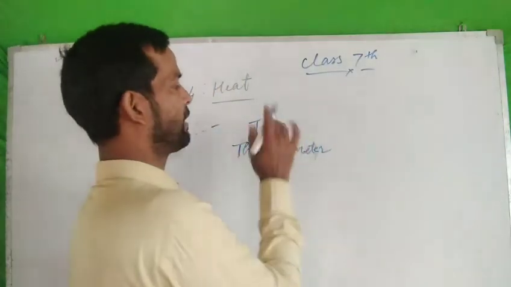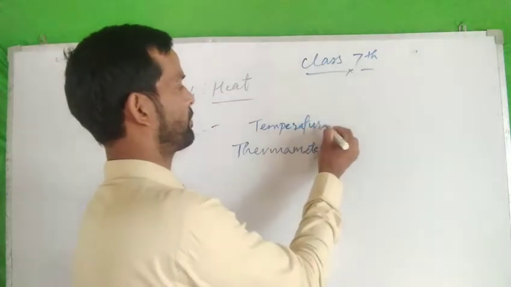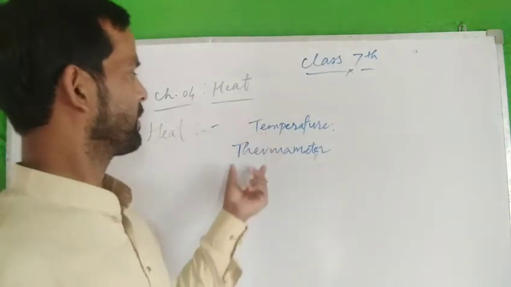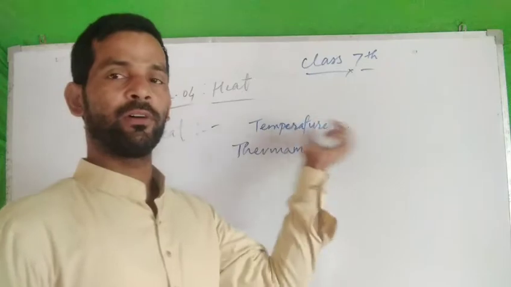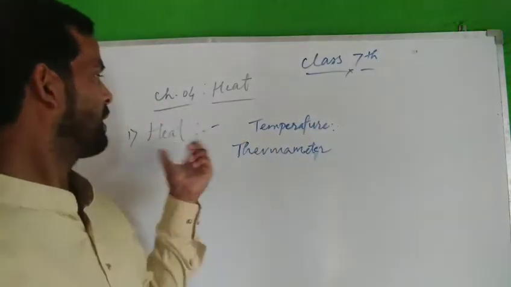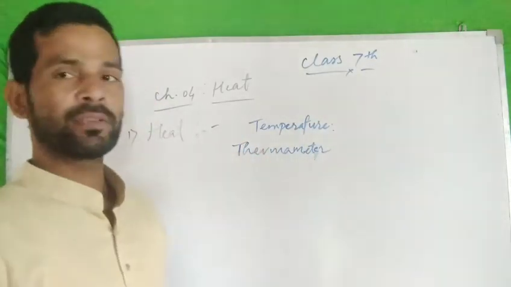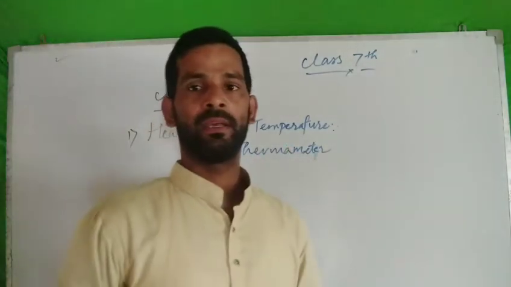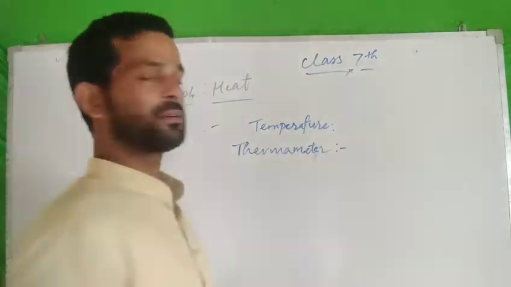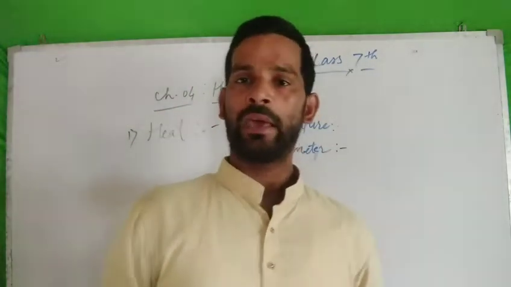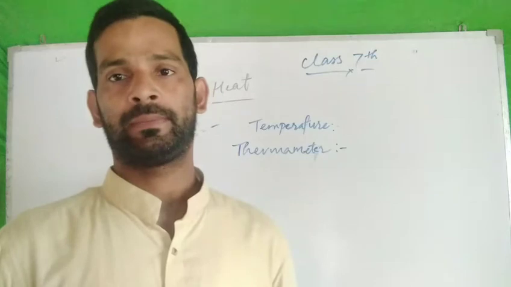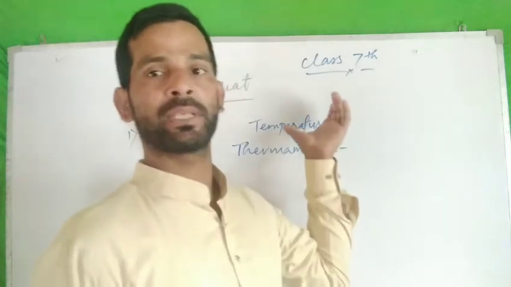That is the degree. Temperature. By this temperature, we can confirm how much heat is present over there and how it can be measured. And the next thing is the thermometer. A thermometer is a device that can read or measure the degree of hotness or coldness. It is a device that can measure the temperature.